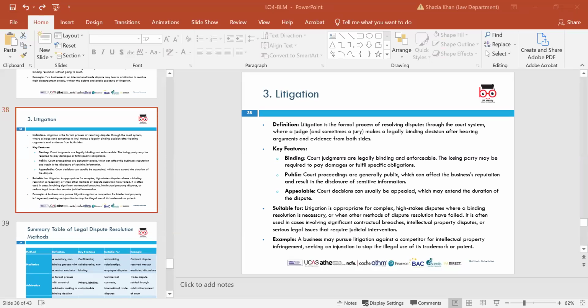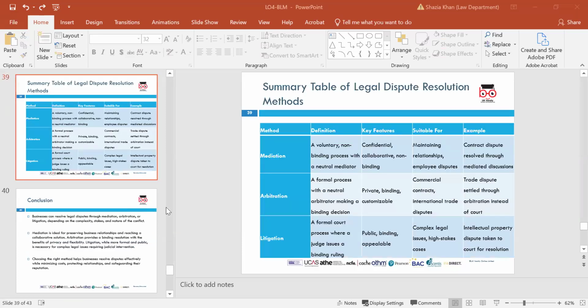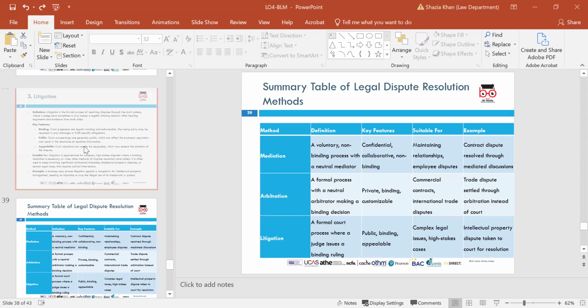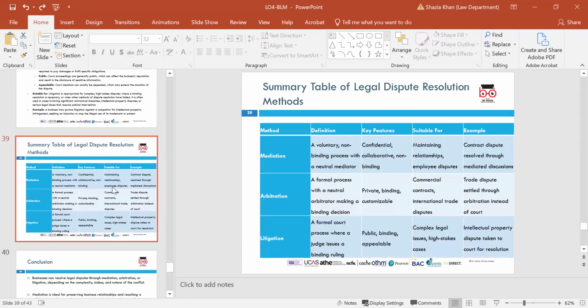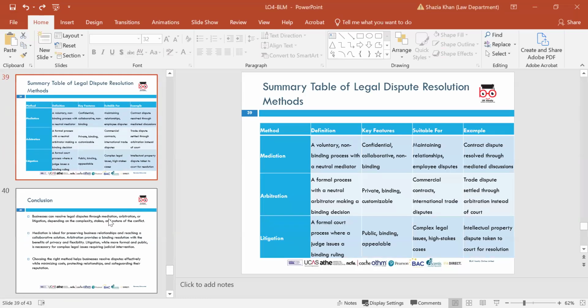Litigation is also always a stressful process, so businesses should avoid that. Key features are binding, public and appealable. An example is a business may pursue litigation against a competitor for intellectual property. This table looks at legal dispute resolution. So we looked at mediation, arbitration and litigation, and their definitions, key features, suitability and examples.